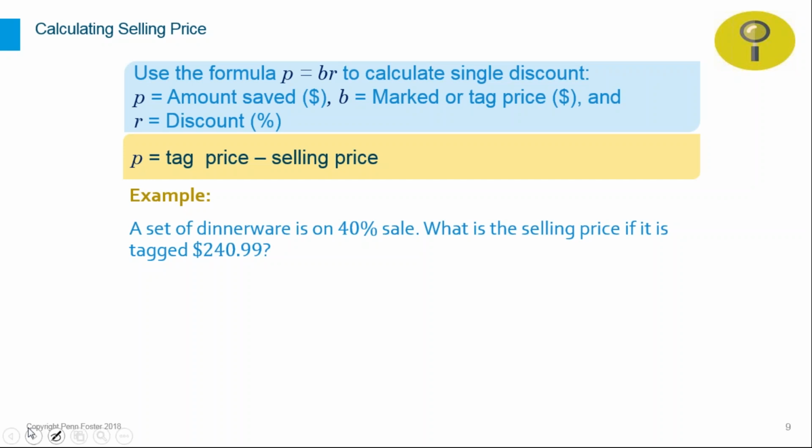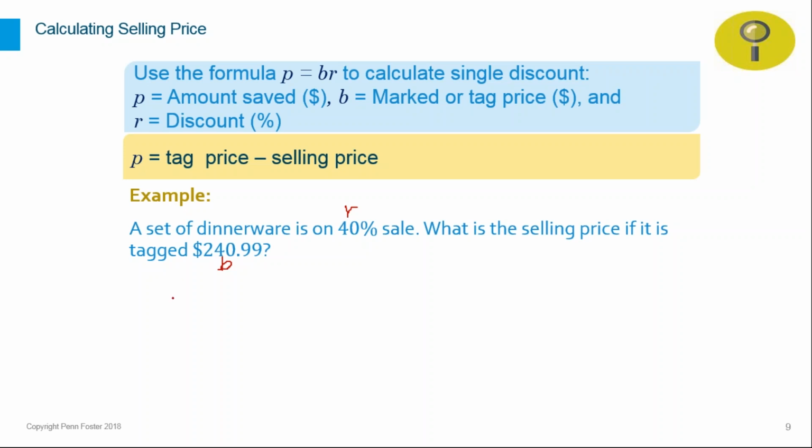Let's do the example and see what we can do with the question to find the selling price. A set of dinnerware is on 40% sale, so that is R. What is the selling price if it is tagged $240.99? That's B. Now we need the selling price. To do that, I can simply find the savings, which is P, and then subtract the savings from the tag price, and that will give us the selling price.